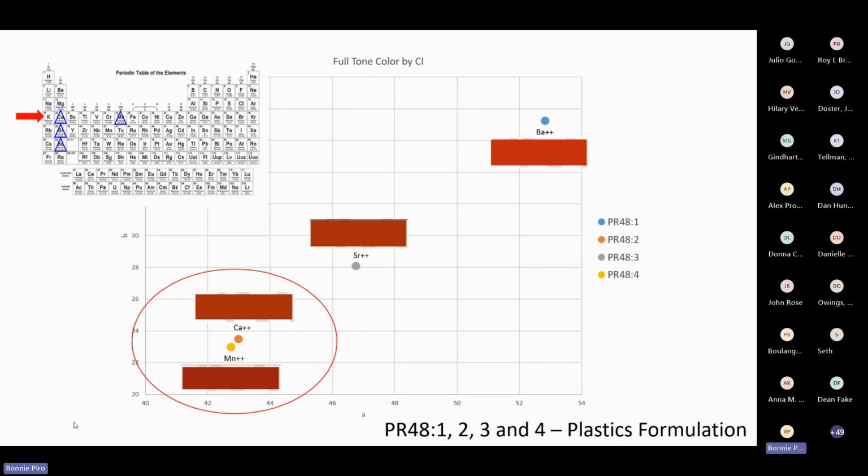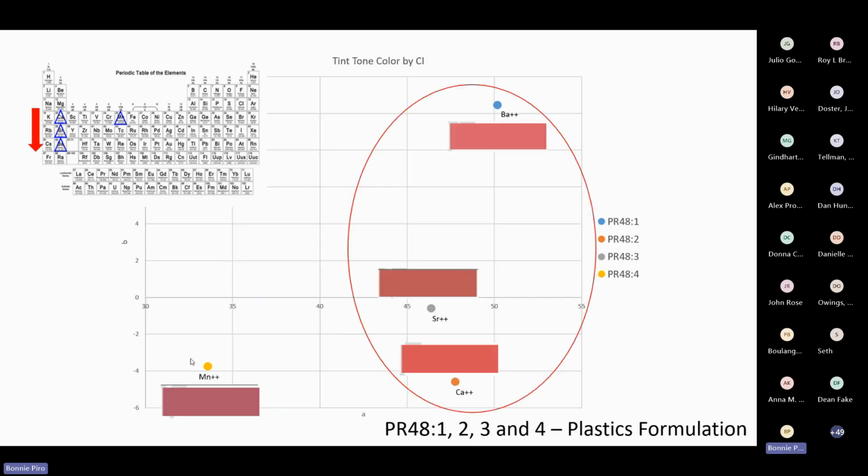So here's full tone. Kind of interesting to see that in that fourth row, when we take a look at the calcium and the manganese, the pigment red 48.2 and the 48.4, both of those are down here in the bluest region of the mass tone color space, with the barium in the most yellow space. And we saw that with the general color chart that I showed earlier, that the 48.1 with the barium is the most yellow, the 48.4 with the manganese is the most blue.